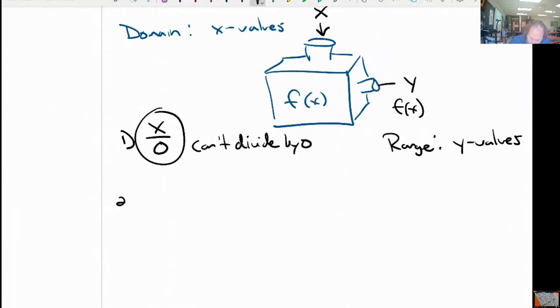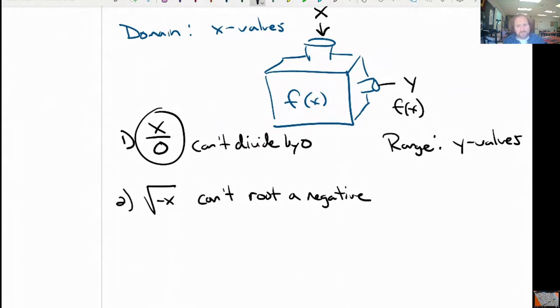Number 2, you cannot take the square root of a negative number. You can't root a negative, unless it's an odd numbered root. That's kind of confusing, but even numbered roots will never be negative. You can't. There's no such thing as a number that you multiply by itself and get a negative answer. It's either positive times positive or negative times negative. So those are the 2 big ones that usually show up in domain and range problems, which is what we're going to talk about right now.